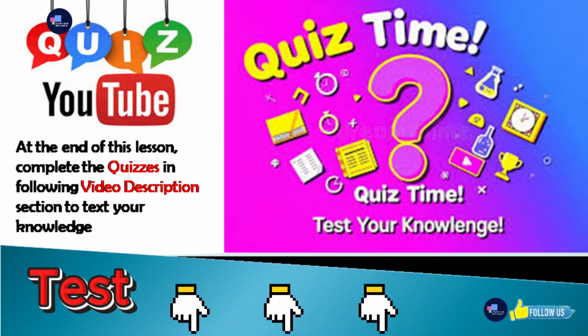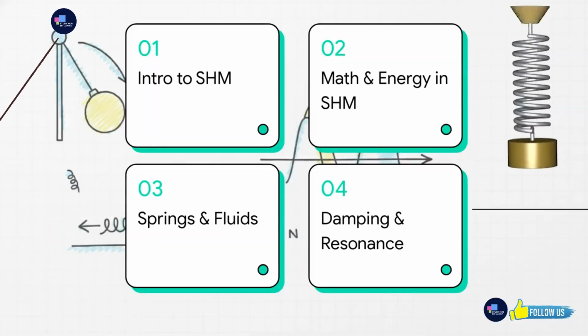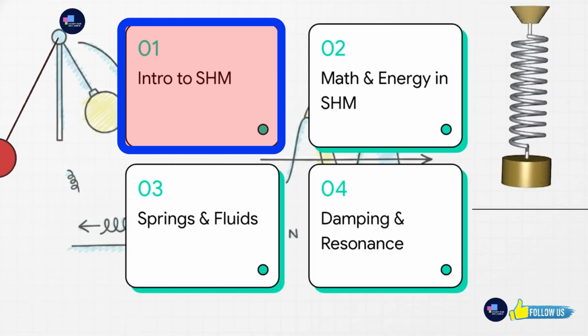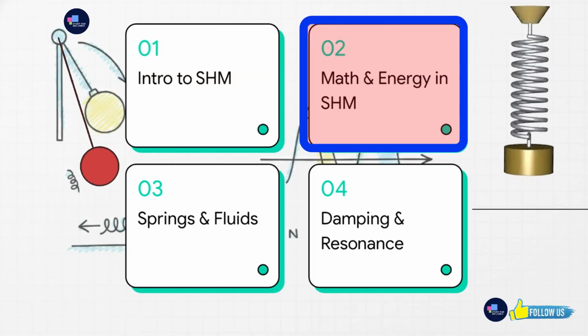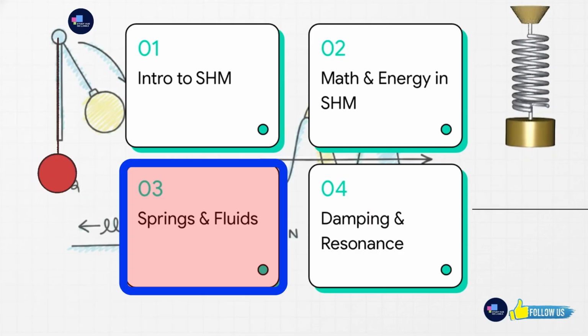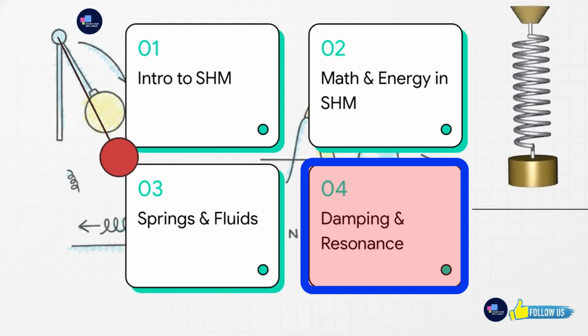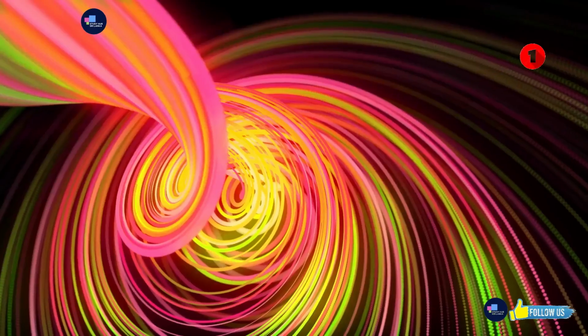All right, let's get into it. Okay, so here is our Masterclass roadmap for today. First, we'll do an intro to simple harmonic motion. Number 2, we'll look at the math and energy in SHM. Then, number 3, we'll tackle springs and fluid oscillations. And finally, number 4, we'll wrap up with damping and resonance.